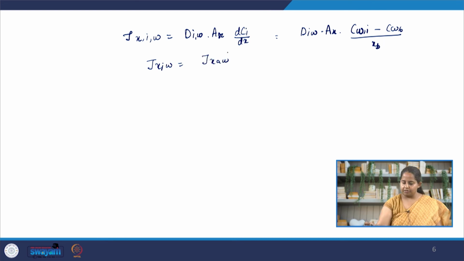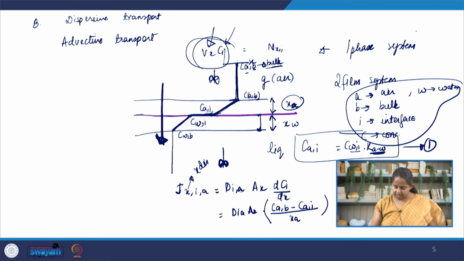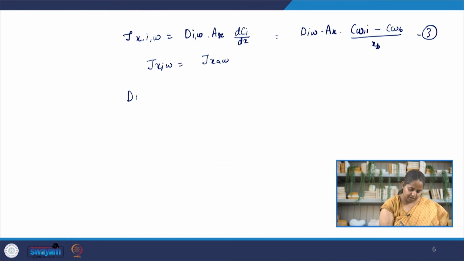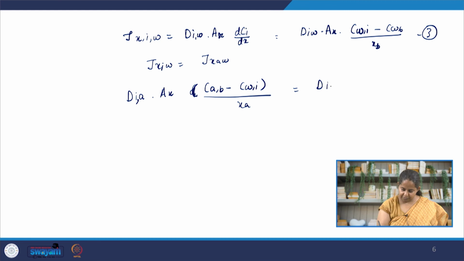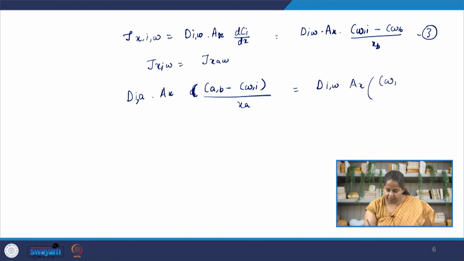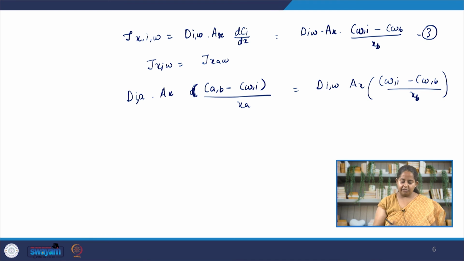So we can equate these two equations that we have, 3 and 2, and when we equate them, what we get is DIA, should put a comma here, okay. Now we can equate them like this. Now one thing we need to do is, the area is the same for both, so the area gets cancelled out. Now we can make a few substitutions.